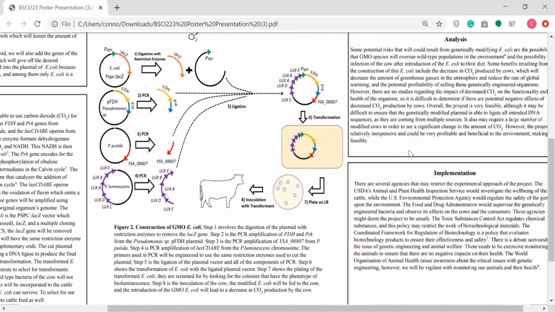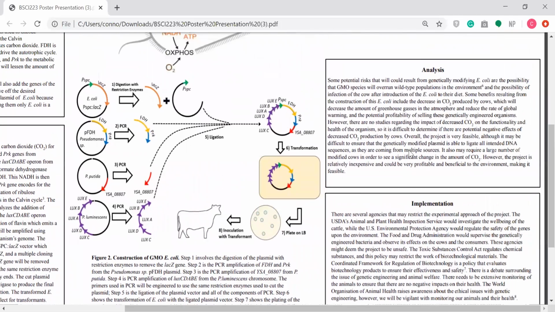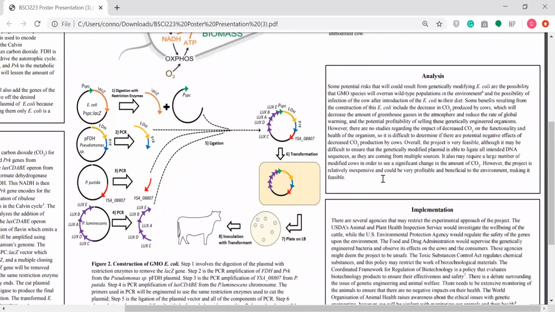Okay, so upon doing this research for this experiment, we found some potential risks that could result. So one of them was that the genetically modified E. coli that we engineered could potentially overrun the wild-type populations that are found in the cow rumen. And it's also possible that the E. coli that's added to the feed could potentially infect the cows in other areas.